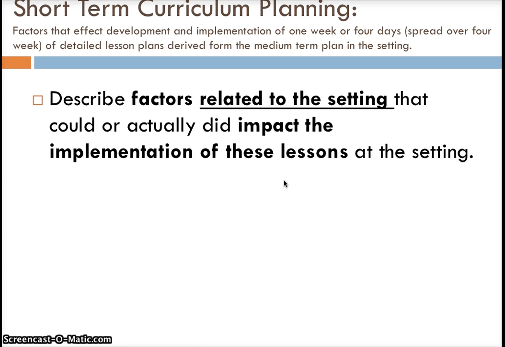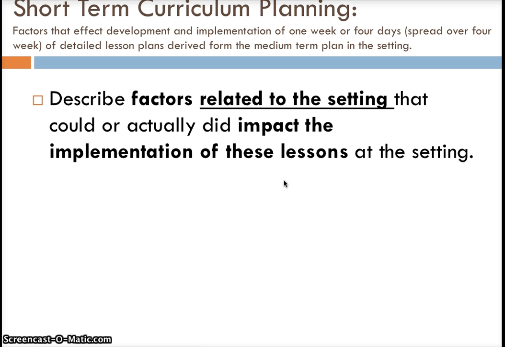Next, we're talking about evaluating exactly what you did. So we want you to describe the factors related to the setting that could have, or actually did, impact the implementation of your lessons. For example, was it because they had events, or exams, or because the MST kept saying to you, well, we're not teaching today?